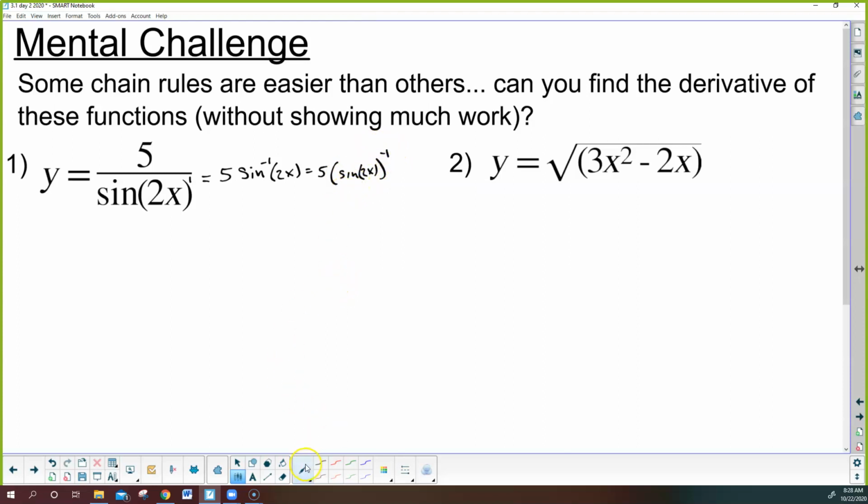Well, now I hope you can see it's a little friendlier. We have an outside function. My outside function is raising this to the negative first power. Now the 5 is just a multiplier, so that's just part of it. And then I've got my inside function, which is sine, but then there's an innermost function inside of there too. So we have a double chain rule on this one.